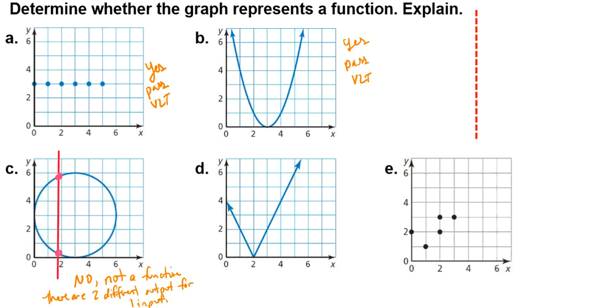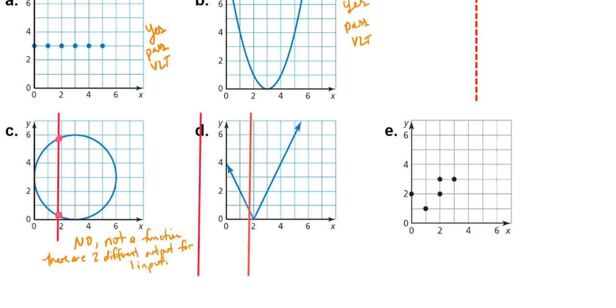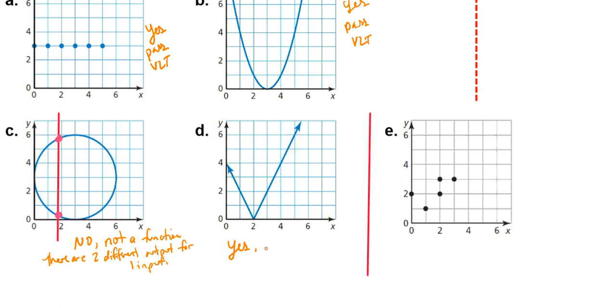Let's go ahead and try letter D. So we'll take our vertical line and we will slide it across D, and we see that it's only going to touch just the one time. And so here we can say that yes, it passes the vertical line test.